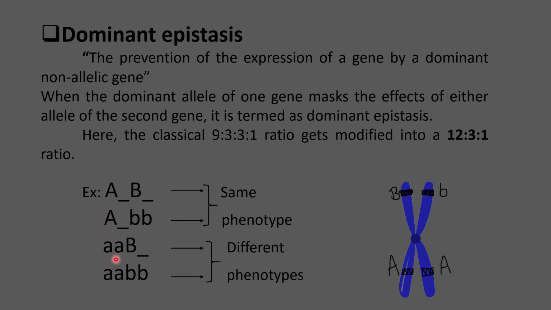If the functional allele, that is A, is absent, then the phenotypes produced depend on capital B or small b. Two different types of phenotypes are produced there. When the A-containing genotypes are present, the phenotype is the same, that is one phenotype, and two different phenotypes are produced here. So totally three phenotypes. That is how we get the 12:3:1 ratio here.